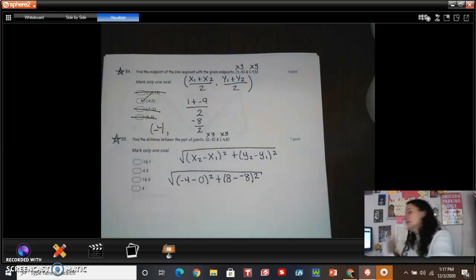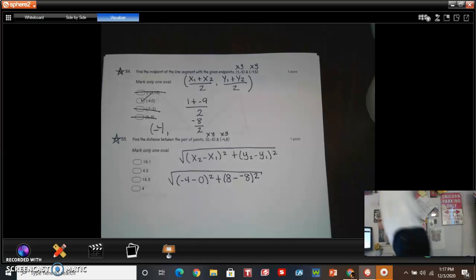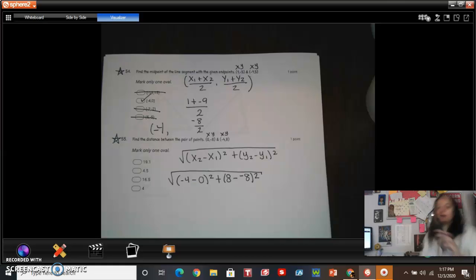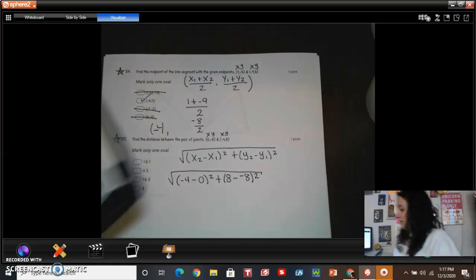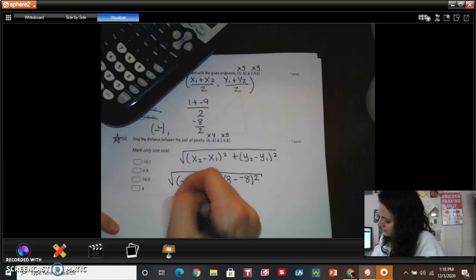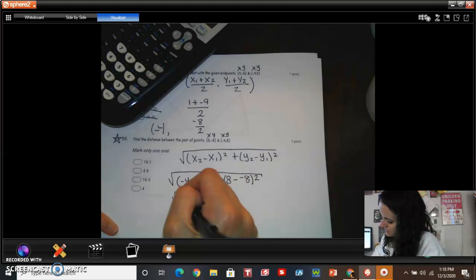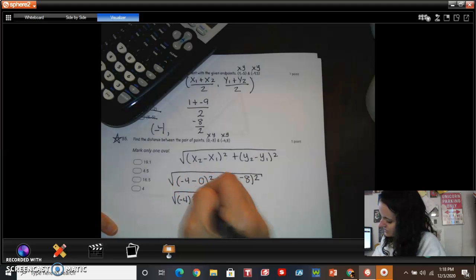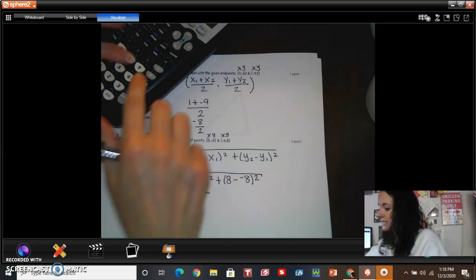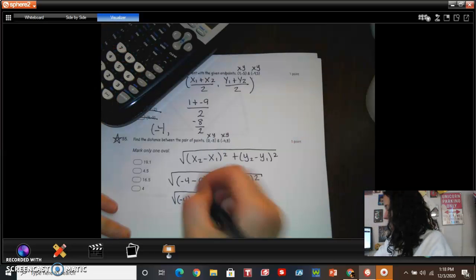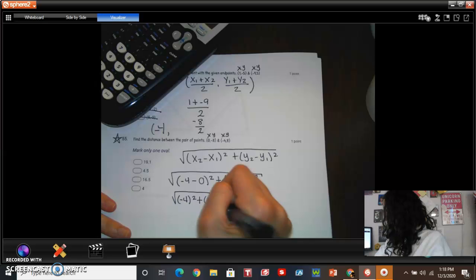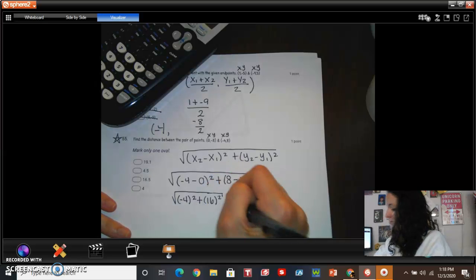Please use a calculator to assist you. Hold on, let me grab mine. Alright, so we have negative 4 minus 0, which just leaves us with negative 4. Notice how I kept it in parentheses. Plus 8 minus negative 8, which gives us positive 16. Please do not drop your square root.